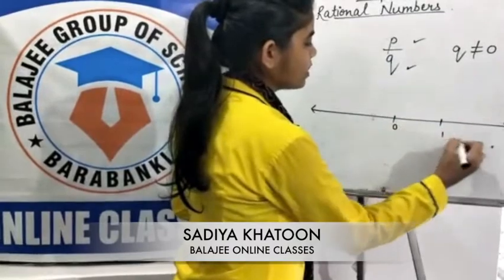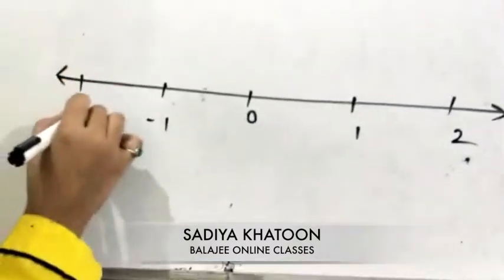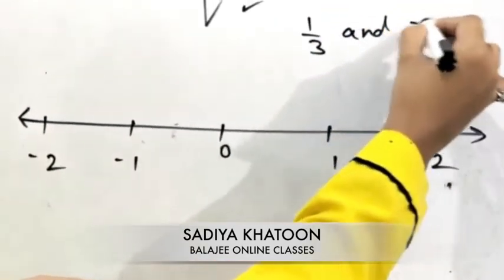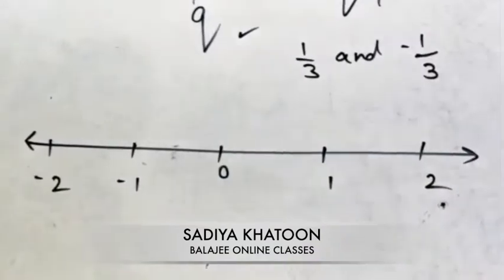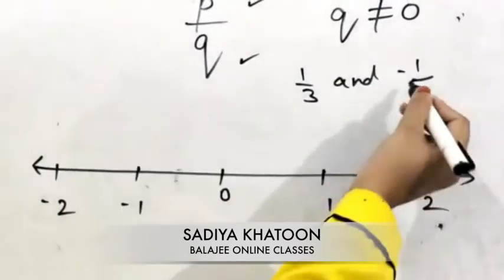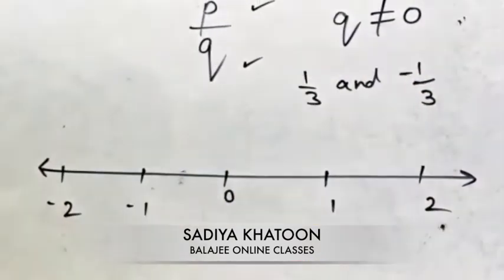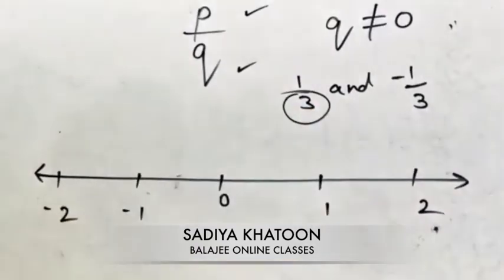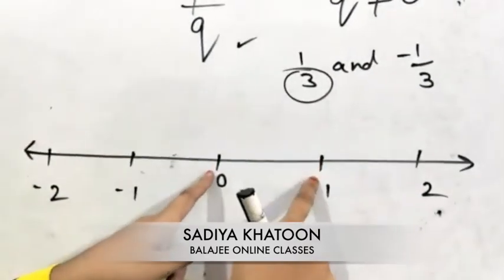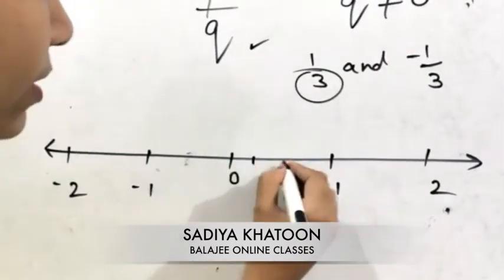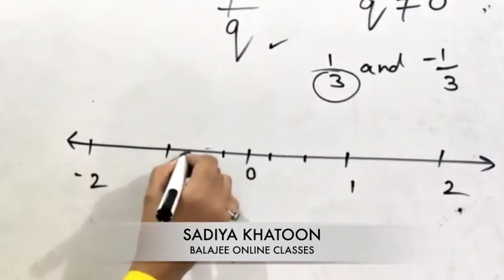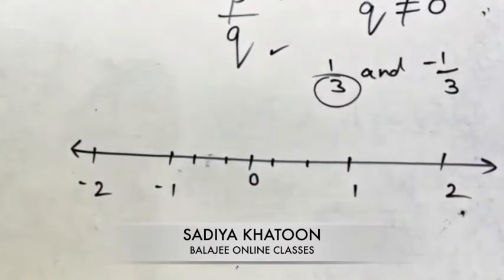0, 1, 2, minus 1, minus 2, and suppose I have to mark 1 upon 3 and minus 1 upon 3 on a number line. What I have to do? This 1 upon 3 will lie between 0 and 1 and minus 1 upon 3 will lie between 0 and minus 1. You have to look at the denominator. The denominator is 3, which means this area will be divided into 3 equal parts. 1, 2, 3. 1, 2, 3. 3 parts are there. Okay. And here also 1, 2, 3. You have divided it into 3 equal parts.